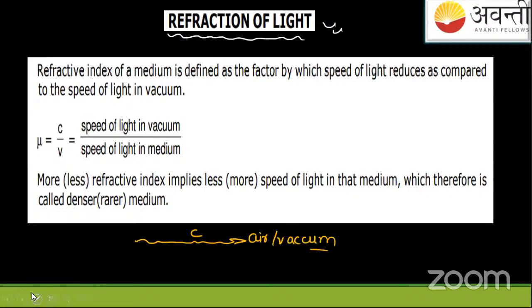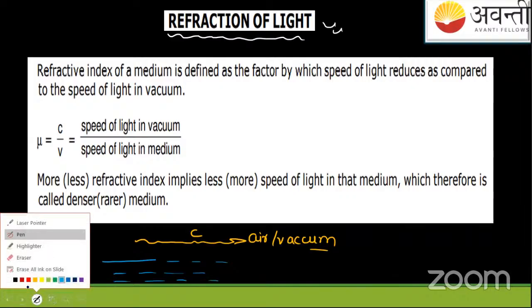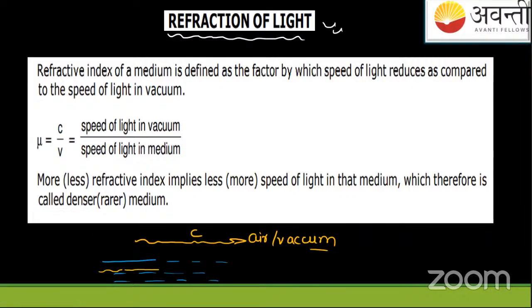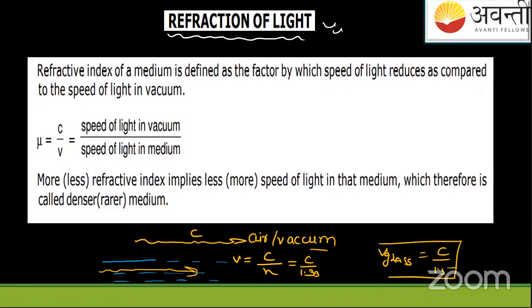And suppose now we take a bucket full of water like this. If I project this light down there, now the speed will not be this c. What will be the speed? Speed will now be v, that is c by the refractive index of water, which we know is 1.33. Or if it is glass, what will the speed of light in glass be? It will be c by, again, the refractive index, that is 1.5. This we have already seen in the previous class, yesterday's class. Okay, I hope this is clear.